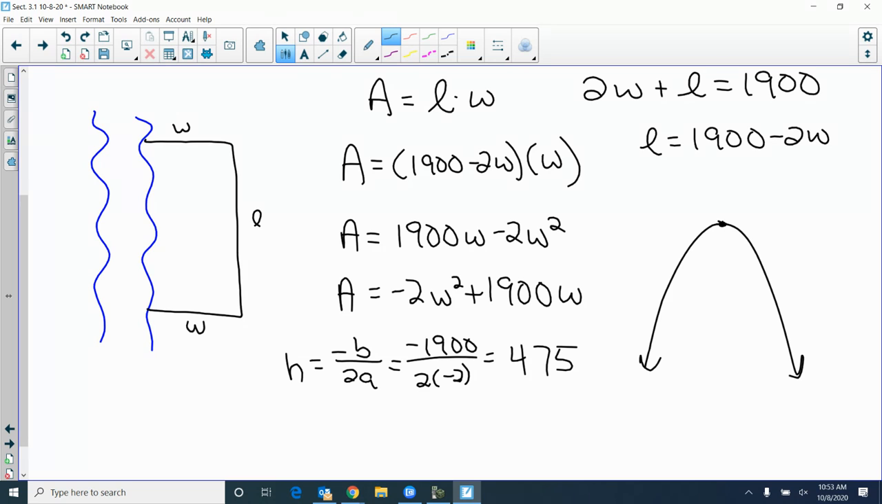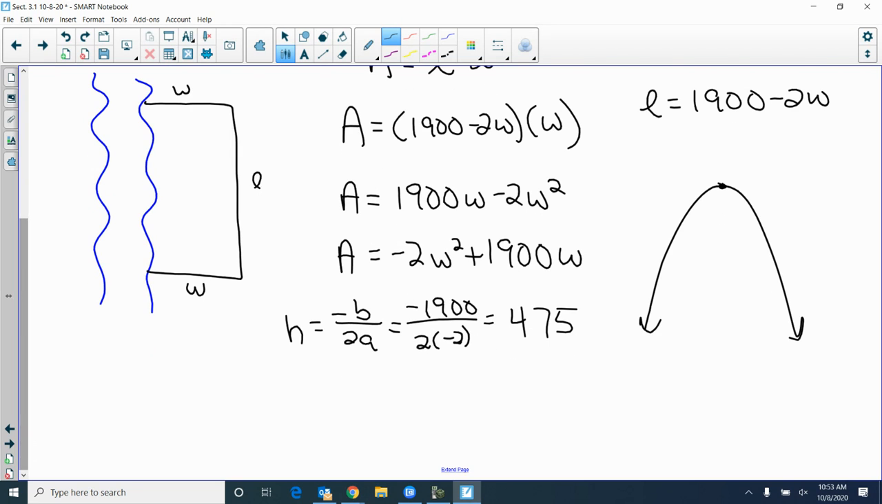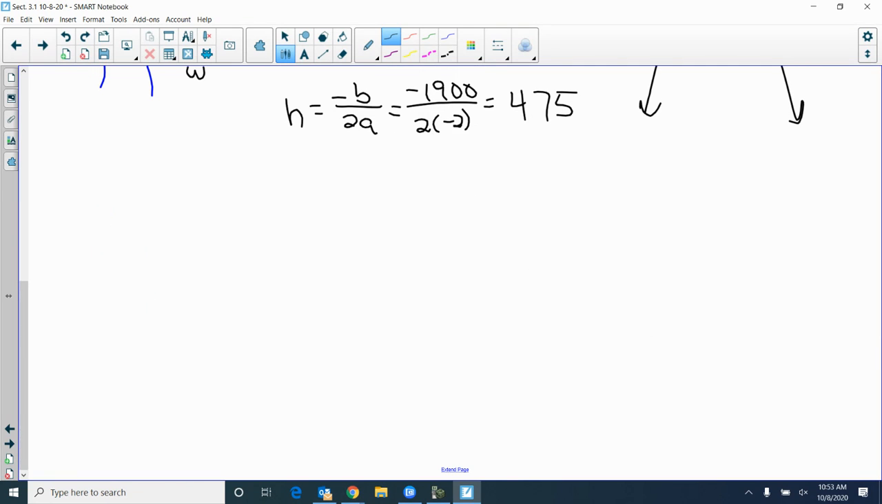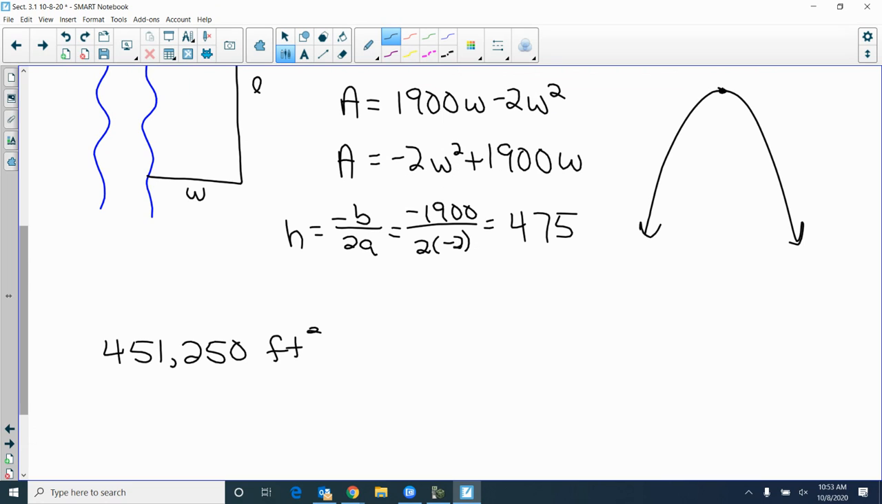Kayla, what's our answer? No idea. Oh, it's right on your calculator. That's the actual answer, even though you don't know it. 451,250. Okay. So now we've got all the work. We have to be able to arrive at the answer. 451,250. Where'd you get that from?